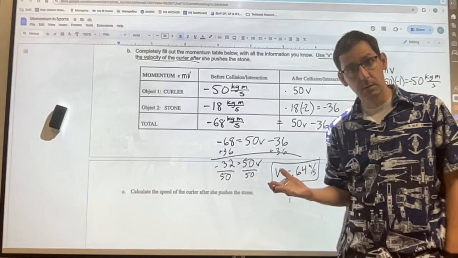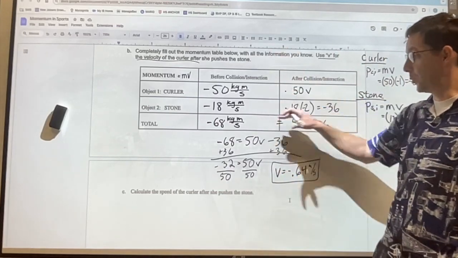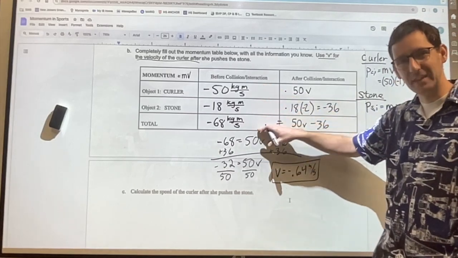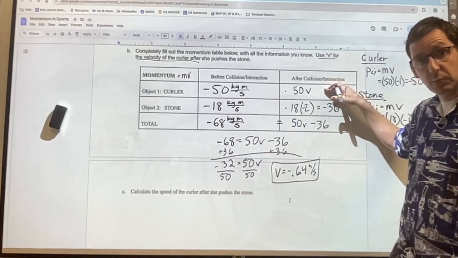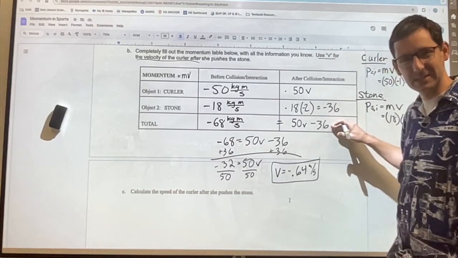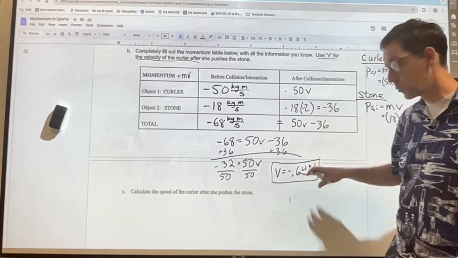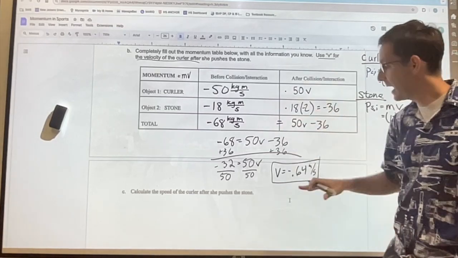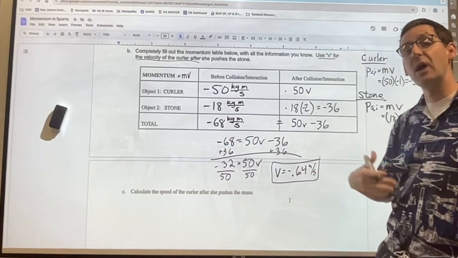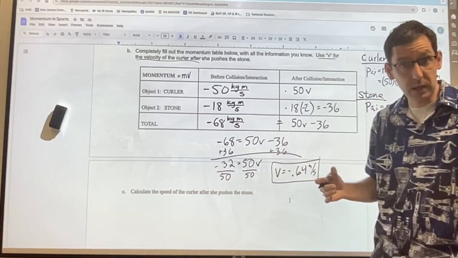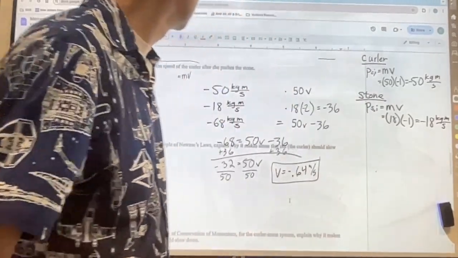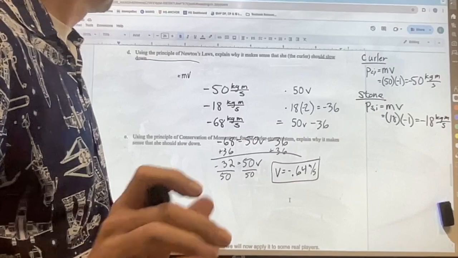There we go. So we've been able to do that. We put the information in the table. This is M1V1, M2V2, and that's the total. Then M1V1 after the collision, M2V2 after the interaction, and then this is the total. Set those two equal, and we're able to solve for V. So we filled out the table, and we calculated the speed. The speed is 0.64. The velocity is negative because it's still to the left. Okay, let's scroll up just a little bit and see what else we got.